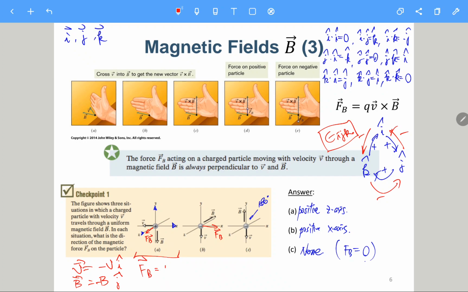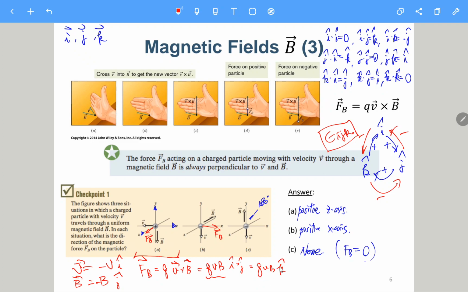So F_B is Q V cross B, like this. We have minus V times minus B, so it becomes Q V B. All the values are positive: V and B are positive, and Q is also positive in this case. So we have Q V B, and then i cross j, which is k.